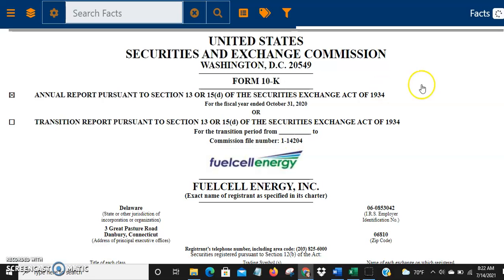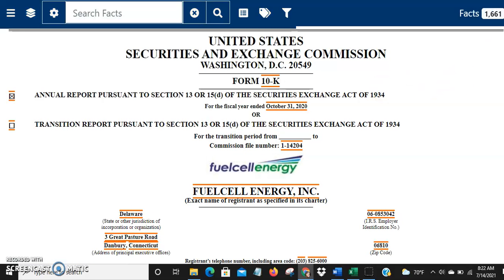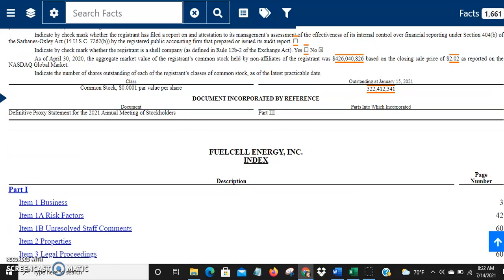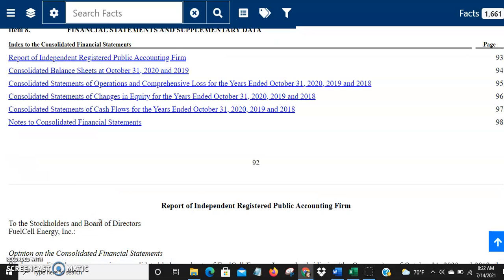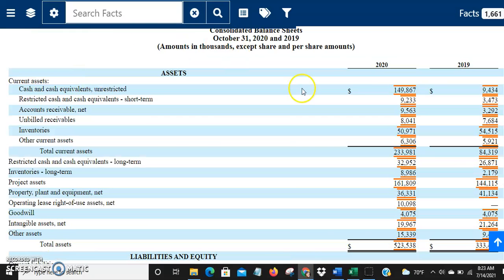Now in this 10-K report, there is a lot of information. What we are interested in is the balance sheet. I've gone through annual reports many times, so I know we can go directly to the consolidated financial statements section. But you can also scroll down and look for the consolidated balance sheet. Obviously, all amounts are in thousands except per share amounts, and this is for the year ending October 31st, 2020.